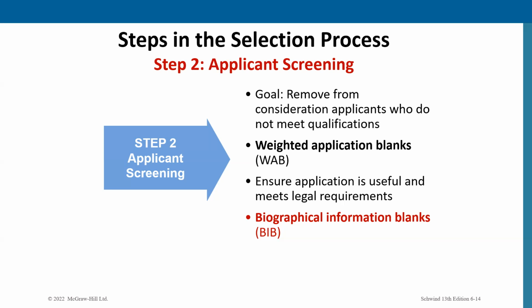And the BIB form is a kind of multiple choice format. So that's easy, A, B, C, D. And then they ask you a bunch of questions. For example, how many of your family members are currently members of law enforcement or of this company? Or how many friends did you have in high school compared to other people?